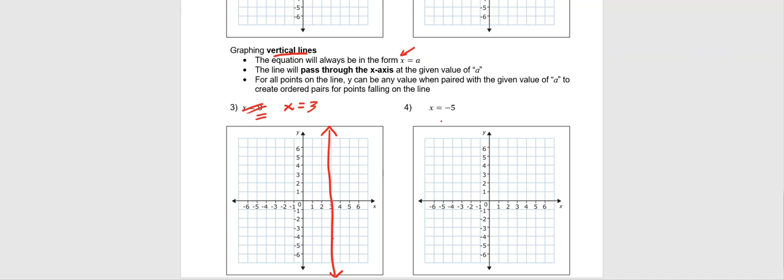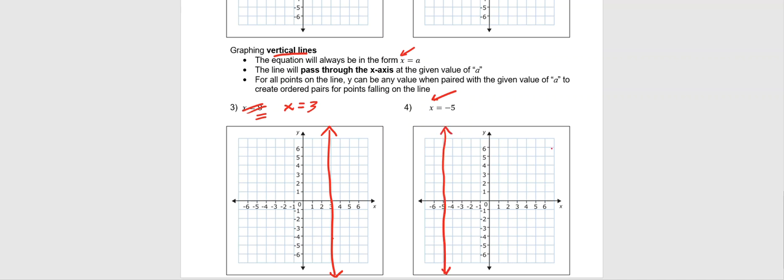So I hope this makes sense that if I see an equation that says x equals a number, it's a vertical line. That's my telltale sign right there. Find that value on the x-axis. Since it's a vertical line, it must go through the x-axis at that value. So find -5 on the x-axis, plot that point, and graph your line. Graph your vertical line specifically, and you are done.